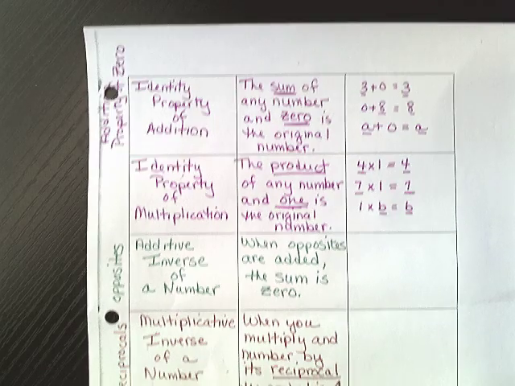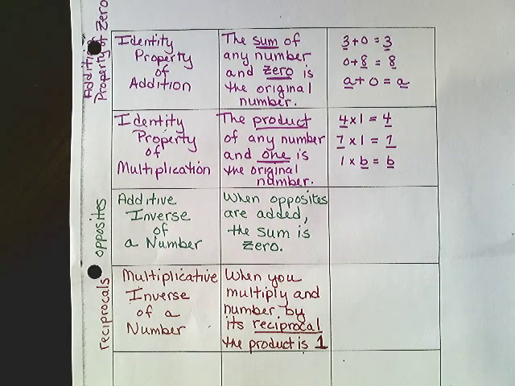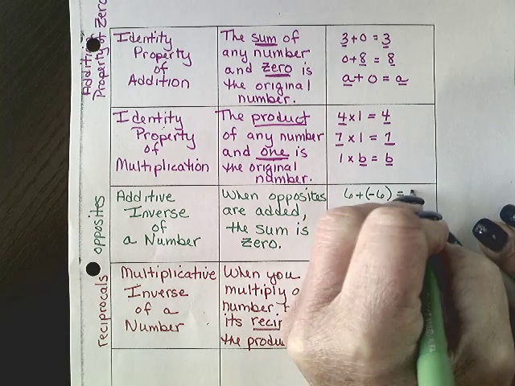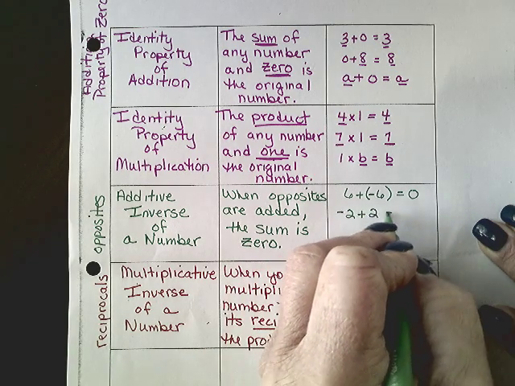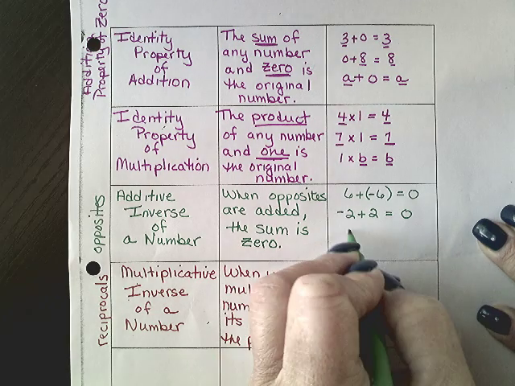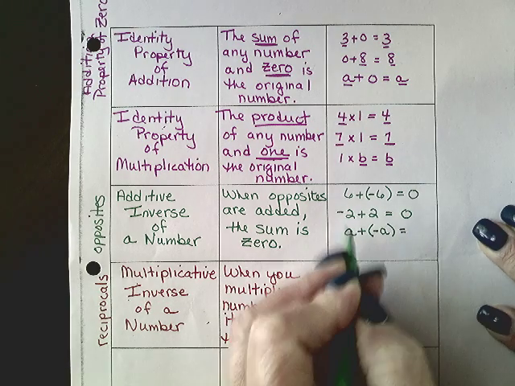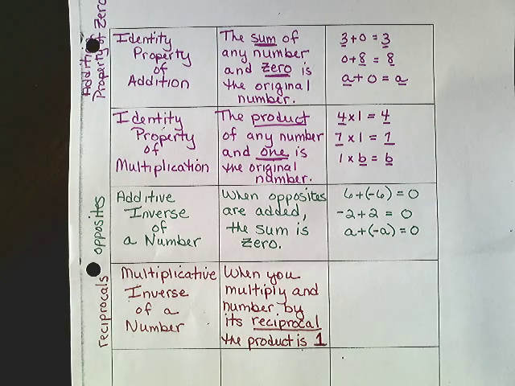Now the additive inverse of a number, and we talked about opposites in the beginning of the school year. Any number added to its negative, or its opposite, is going to give you 0. So if I have 6 plus negative 6, that's going to equal 0. Negative 2 plus a positive 2 is going to equal 0. A plus negative A, and I'm only putting parentheses around that to separate the plus sign from the negative sign, is also going to equal 0. So when you are adding opposites together, you are going to end up with 0.